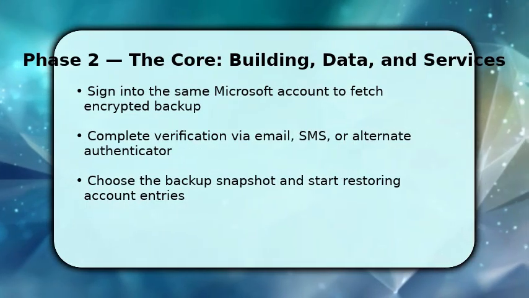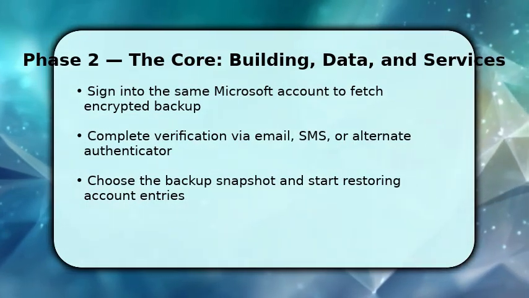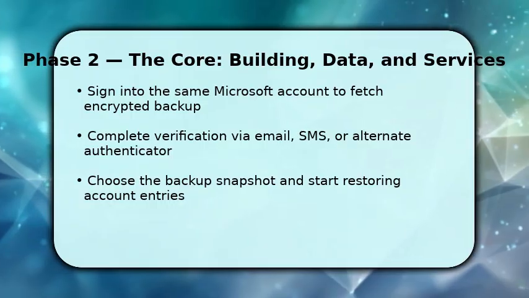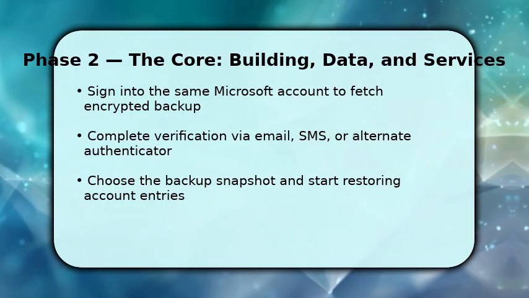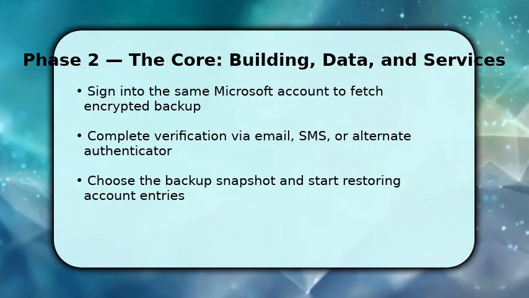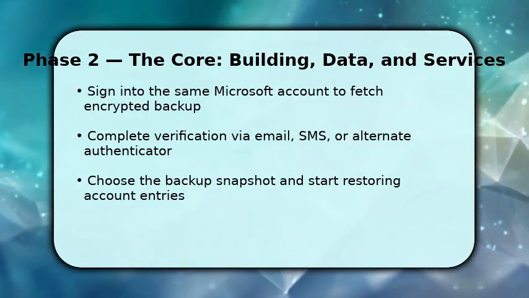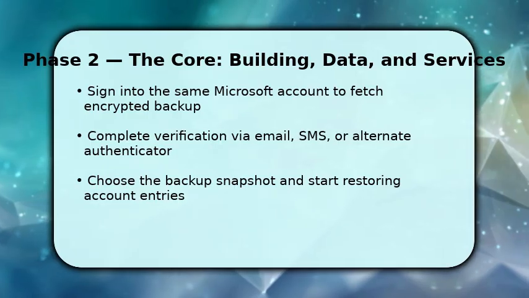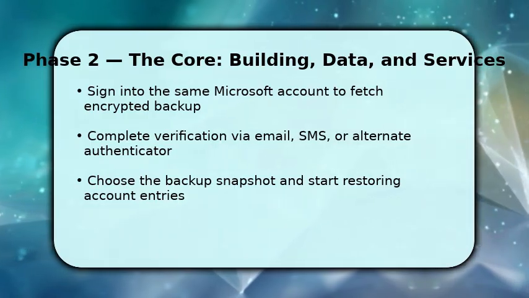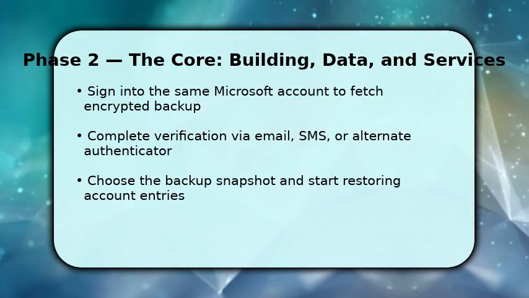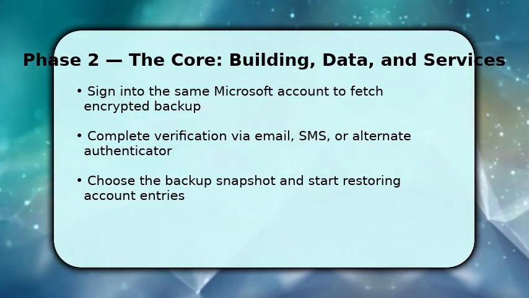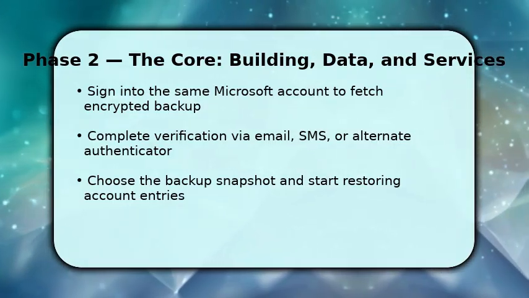Next, authenticate to prove it's you. Enter your Microsoft credentials and complete multi-factor verification using email, SMS, or another Authenticator app. This step unlocks the encrypted backup on Microsoft Cloud. Without it, you cannot restore. Once verified, select the correct backup snapshot by date and tap Restore. The app will decrypt and repopulate account entries.